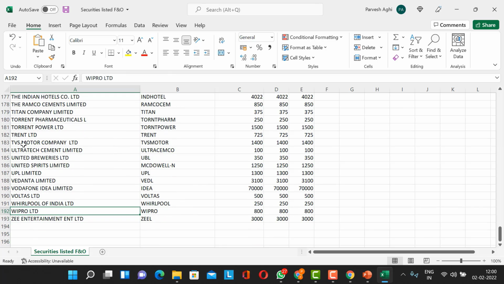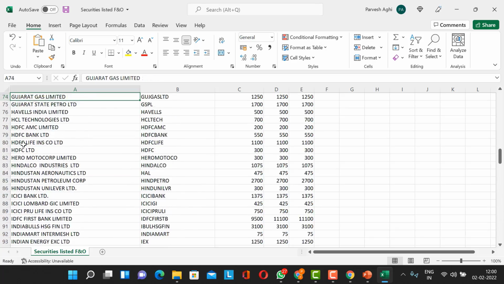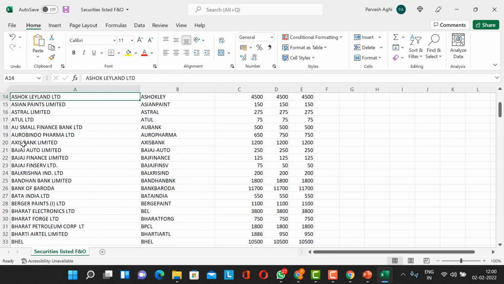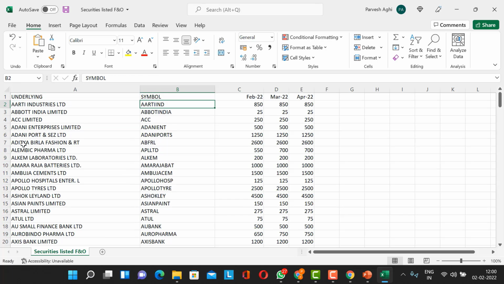It's 193 at the moment. Fine, it keeps changing. These are all the stocks which are available, stocks like Reliance, Tisco, Tata Steel, HDFC Bank, all are there. Each stock is given a symbol, so these are the symbols.